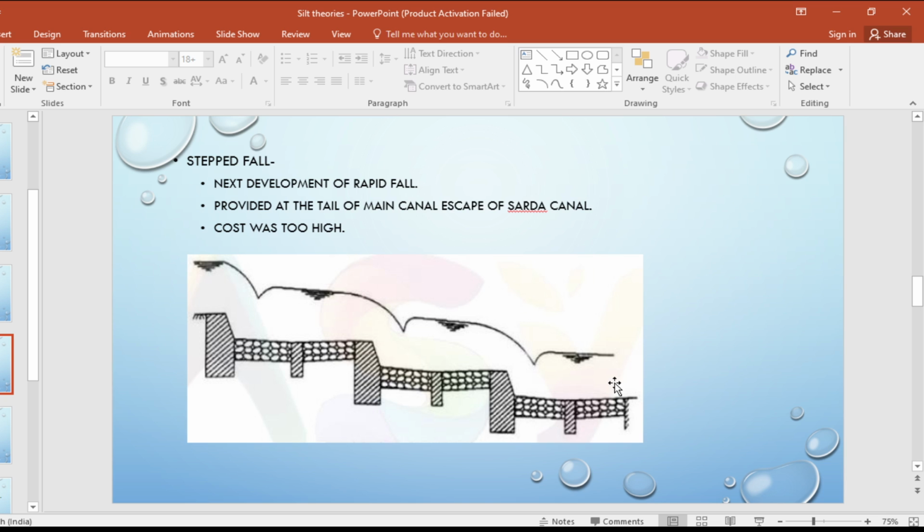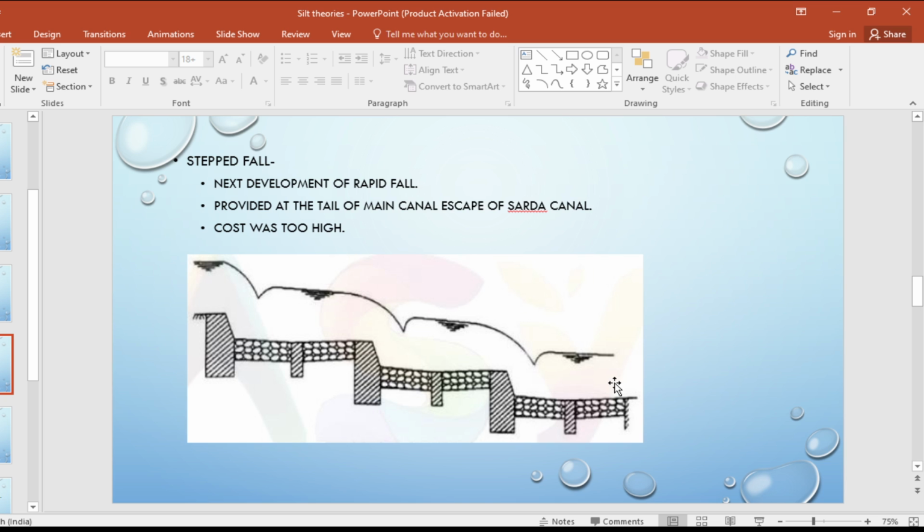One such type of rapid fall was provided at the tail of main canal escape of Sarda Canal. Okay, जो सरदा कैनाल है वहाँ पे ये स्टेप्ड फॉल प्रोवाइड किया है ऑन द टेल ऑफ मेन कैनाल एस्केप.